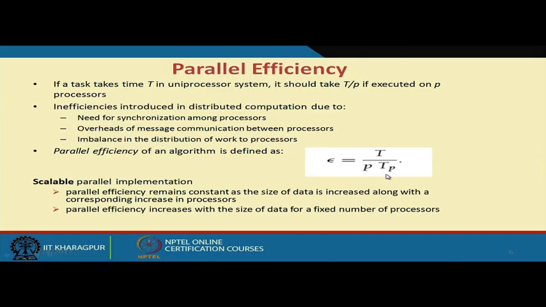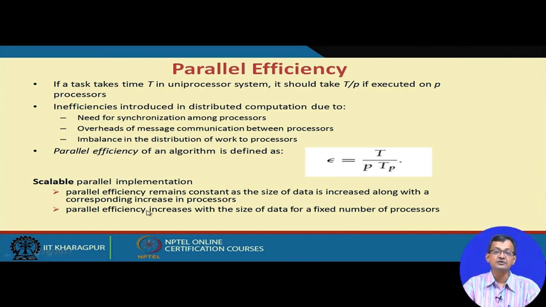So, these are the different aspects which indirectly affect efficiency or bring inefficiency into the parallel implementation. Parallel efficiency of an algorithm can be defined as T by P times T by P. We say it is scalable if parallel efficiency remains constant as the size of the data increases along with a corresponding increase in the number of processors.